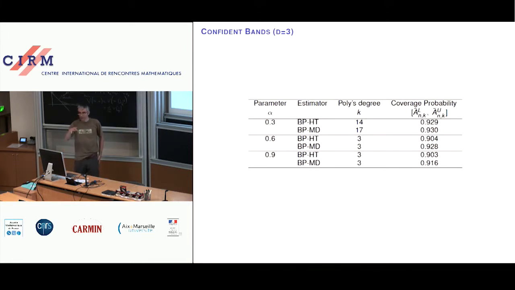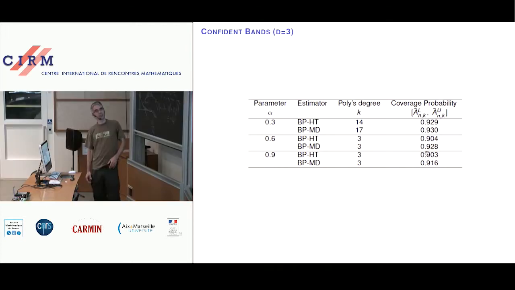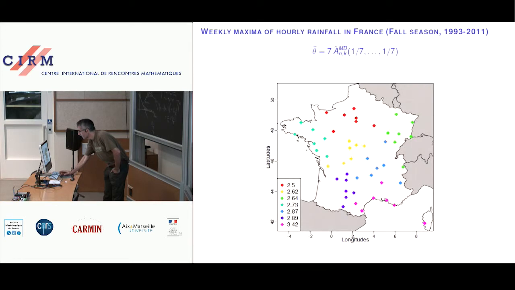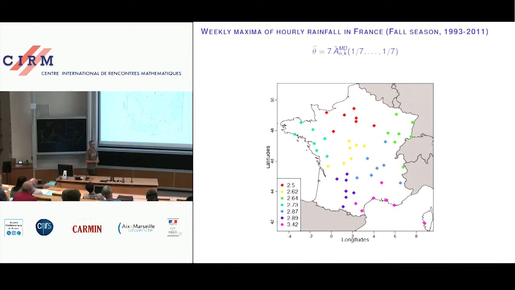Also, another way to see that is what's called the coverage probability. Here, the coverage probability should be 95. And with the way we compute the confidence band, at least for this logistic case, we get basically a little under 95, but not that far, which is not that bad in some sense. So let's go back to our example. So all that for this.